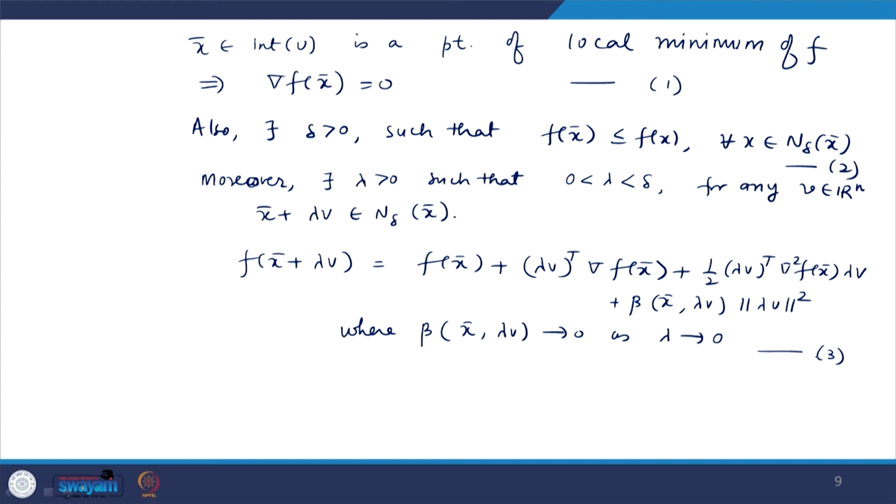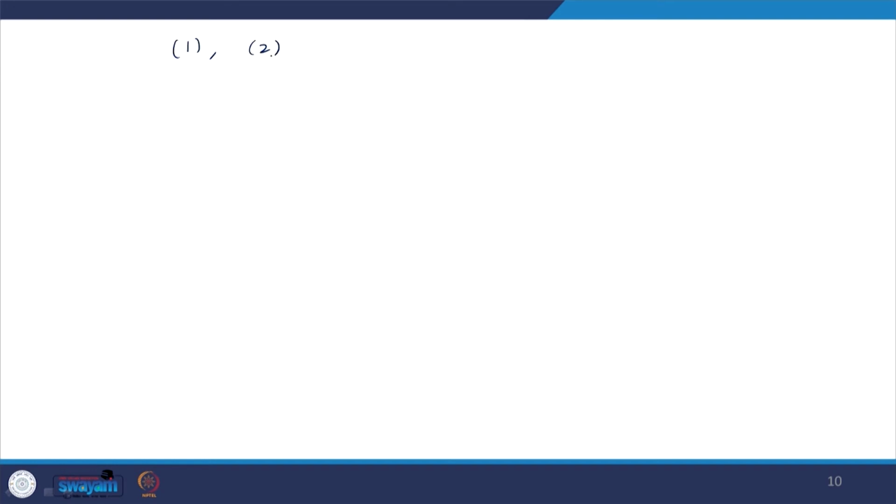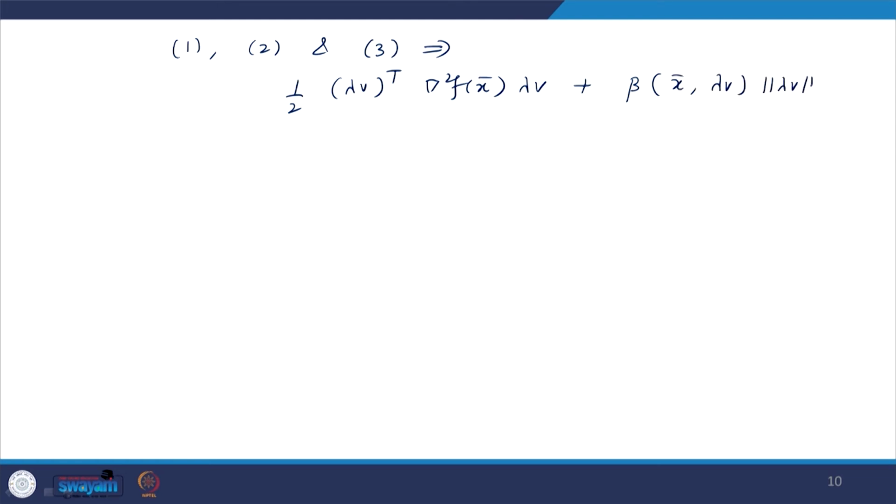Okay. Now, since this inequality 2 is holding for every x belonging to the delta neighborhood of x bar, this will hold for x bar plus lambda v also, because x bar plus lambda v belongs to the delta neighborhood of x bar. So, let us substitute it here. So, f of x bar plus lambda v minus f of x bar will be, from this inequality, greater than or equal to 0. Okay. And this gradient of f at x bar is equal to 0 from 1. So, this is 0 and this is greater than or equal to 0. So, we can say that this quantity is greater than or equal to 0. So, from 1, 2 and 3 what we have obtained implies 1 by 2 lambda v transpose gradient square of f at x bar lambda v plus beta of x bar, lambda v times norm of lambda v whole square is greater than or equal to 0.